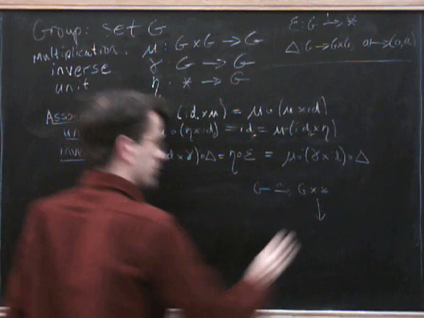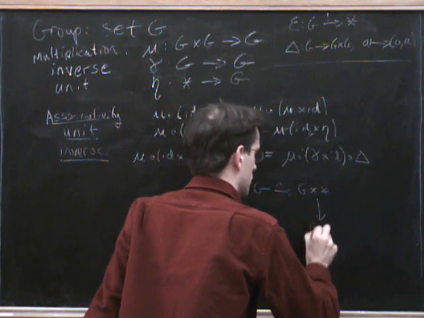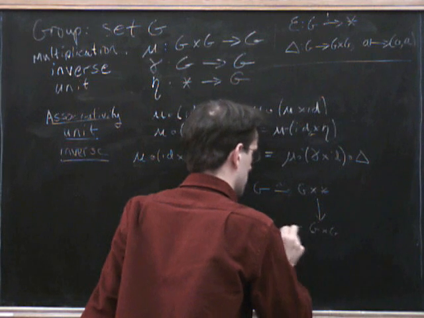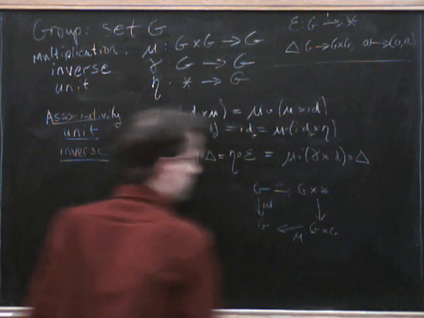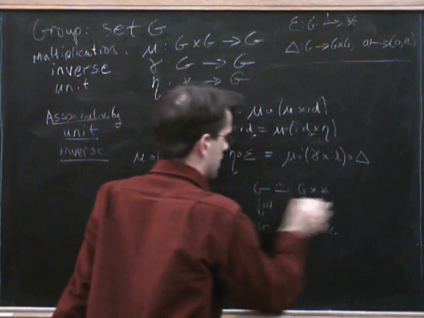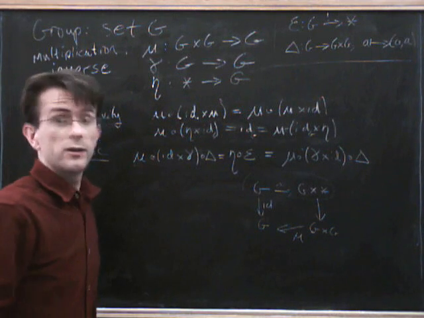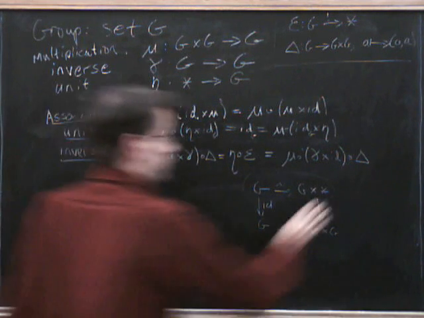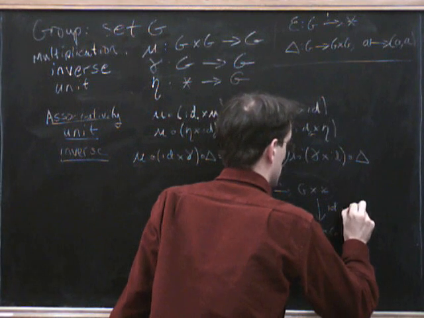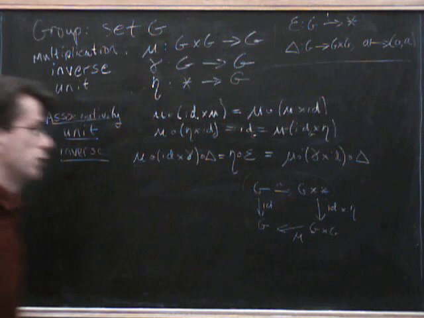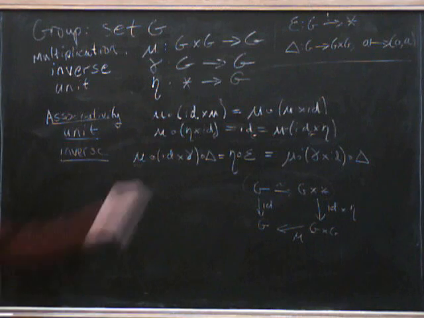Not sure which way around I'm going in this square. So we're going G cross star to G cross G, and then we can do mu, and that's just the identity. So this little map is sort of hidden in this notation, so I should just put that in the notation, where this is the unit map.